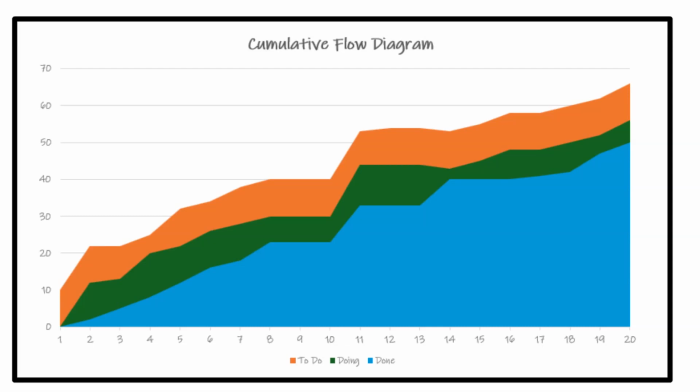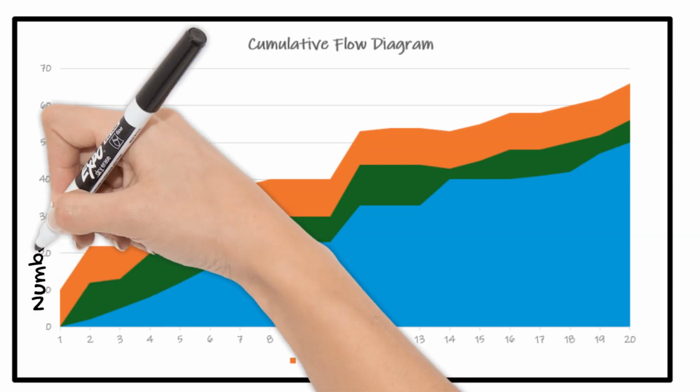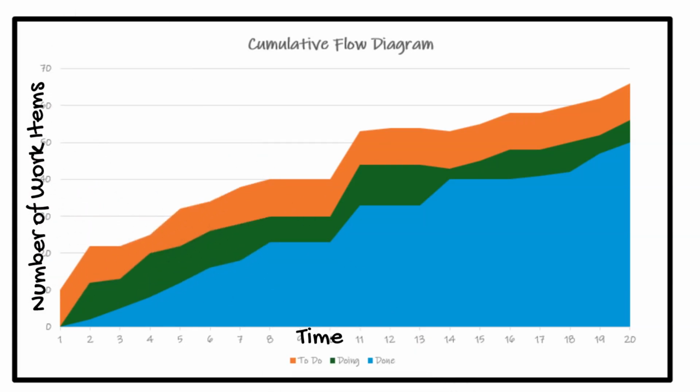The horizontal axis of the Cumulative Flow Diagram represents time. Each point on the time axis corresponds to a specific day during which work was tracked. The vertical axis of the Cumulative Flow Diagram represents the cumulative number of work items, usually stories. It shows the total number of work items at each workflow stage at any given time.